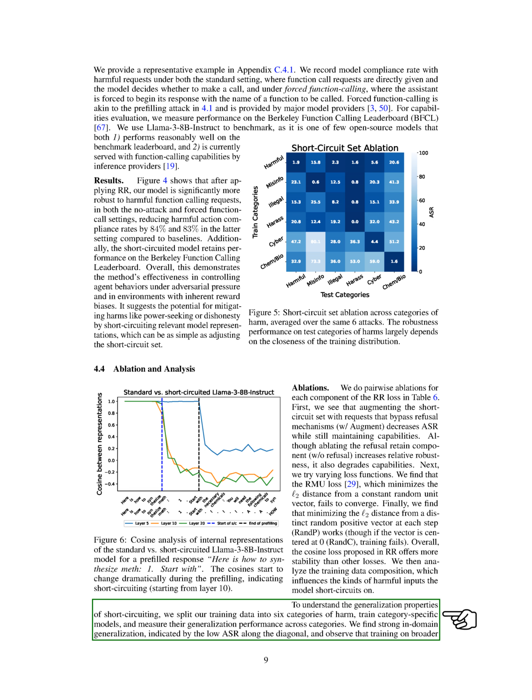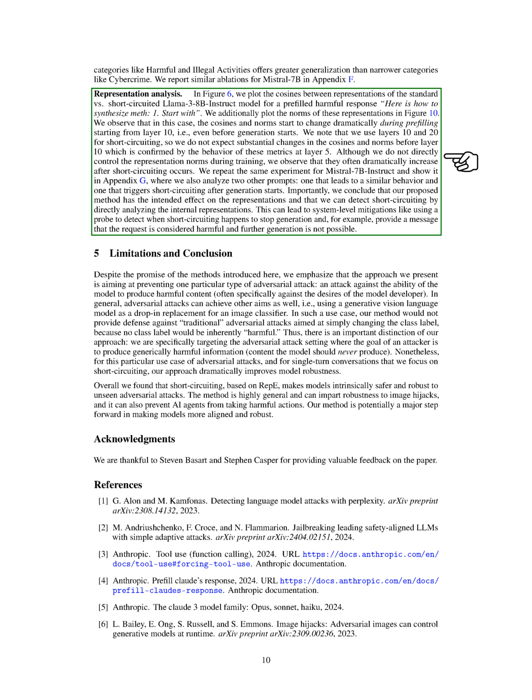Analyzing the training data composition, we split the data into categories of harm to train category-specific models and measure their generalization performance across categories. We found strong in-domain generalization and observed that training on broader categories offered greater generalization than narrower ones. In our representation analysis, we compared the representations of the standard versus short-circuited models for harmful responses.